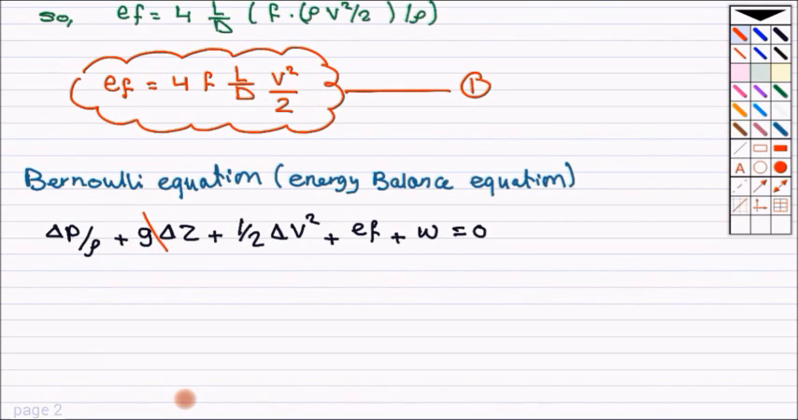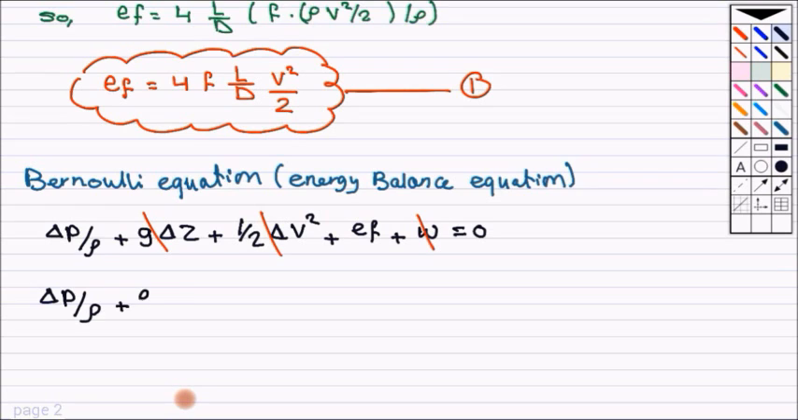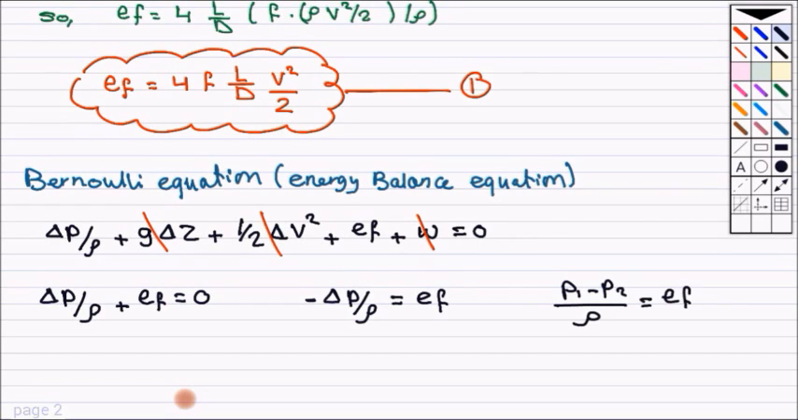Also, we suppose there is no change in the diameter of the pipe, so delta V squared will also be 0 and cancel out. And we also suppose there is no work done on the system, so it will also be 0. So we can write the Bernoulli equation as delta P by rho plus EF equals 0. So minus delta P by rho will equal EF, where delta P equals P2 minus P1. In order to cancel the negative signs, we say (P1 minus P2) divided by rho equals EF.